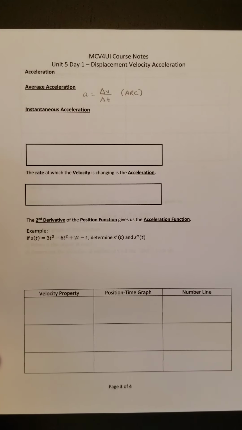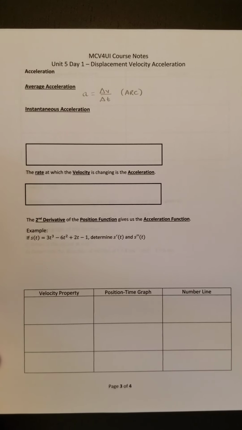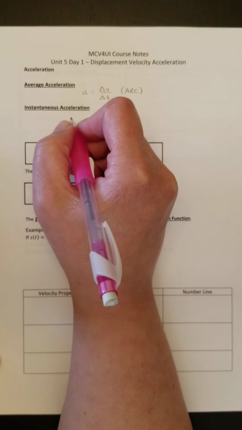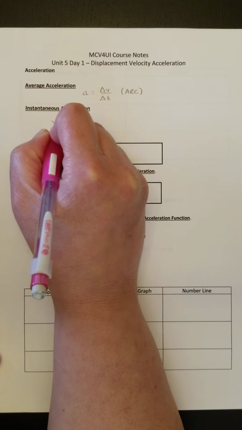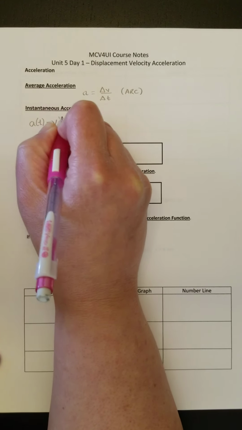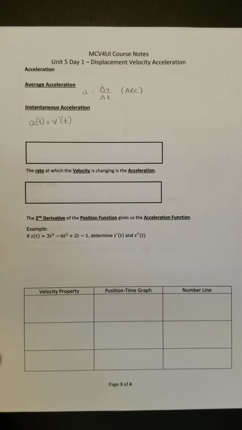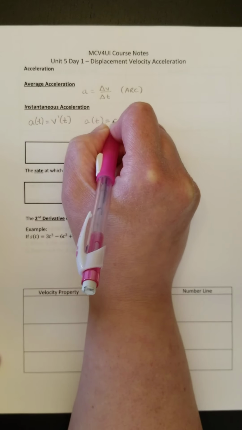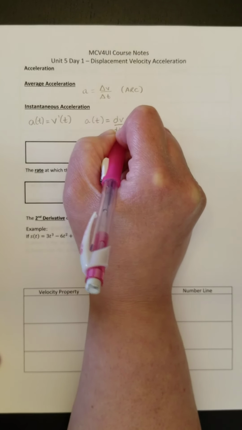The instantaneous acceleration is what we're really going to want to be looking at, because that's really what the heart of calculus is talking about: the rate of change of those functions, how the functions are changing over time at that instantaneous point. So the instantaneous acceleration function will be v prime at t, or we can also write that as dv/dt.